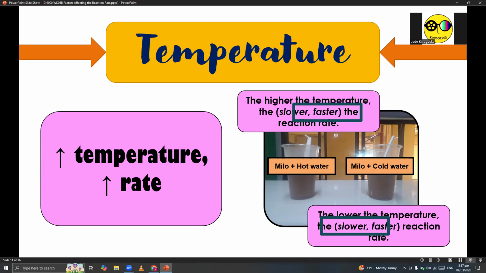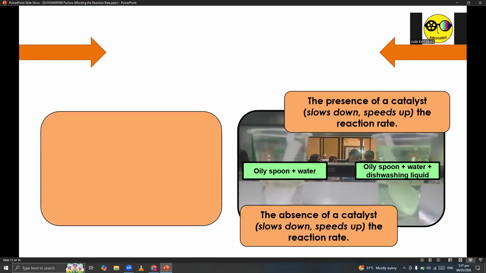Now, for our final factor, I ask you to compare the cleanliness of an oily spoon when you put it in water. So naturally, if the spoon is oily and you put it in water, it's still considered dirty and greasy, no? So in the first setup, you have an oily spoon and water only. And on the second setup, you have an oily spoon immersed in water with dishwashing liquid. So naturally, the one with dishwashing liquid will yield us a cleaner spoon. Although you still have to rinse it and wash it off using the sponge, no?